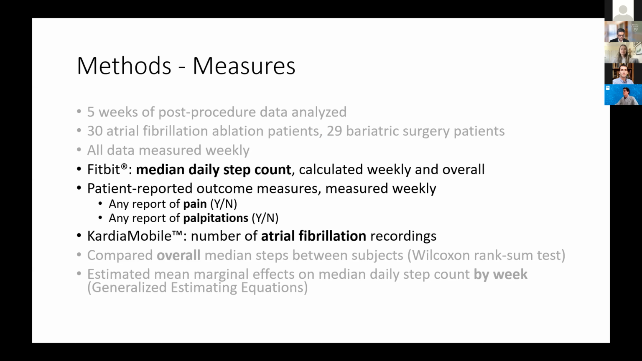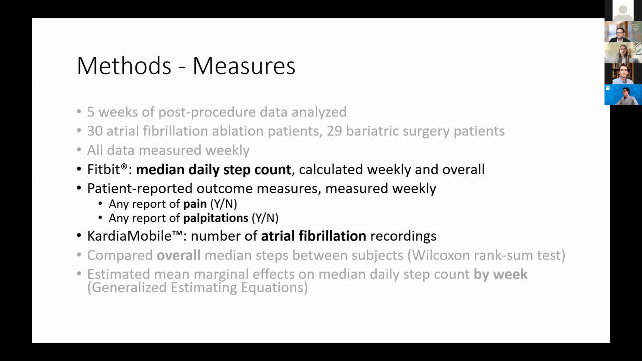So we asked patients to use a Fitbit to record daily steps. We calculated median daily step count both weekly and overall for the whole 5 weeks. We also collected PROMs, patient-reported outcome measures, every week.